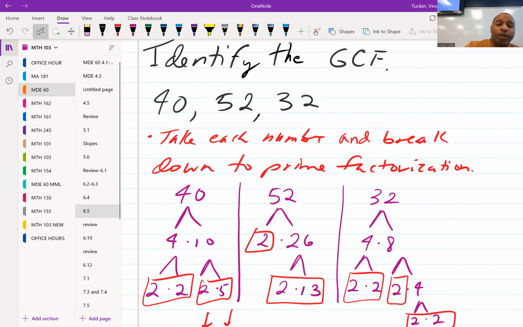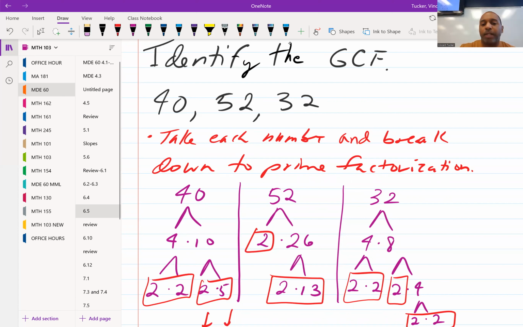You see what I did for 40. The first thing I did was ask what two numbers multiply together to give you 40. I did 4 and 10. Can I break down 4? Yes, that'd be 2 times 2. Can I break down 10? That's 2 times 5. So the prime factorization is 2 times 2 times 2 times 5.